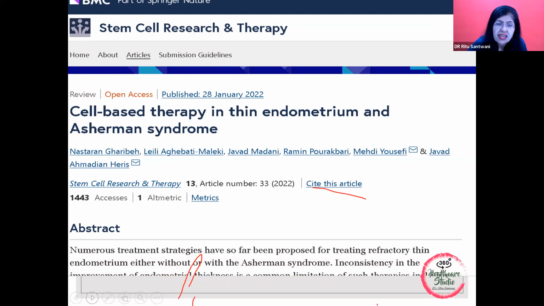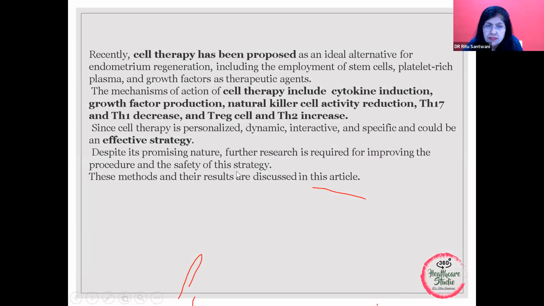This is a very recent study published in 2022 by Nasrin Garibe and Leila Aghaveti Melengi. Studies have shown that cell therapy has been proposed as an ideal alternative for endometrium regeneration, including the employment of stem cells, PRP, and growth factors as therapeutic agents. The mechanism of action of cell therapy includes cytokine induction, growth factor production, and natural killer cell activity reduction.